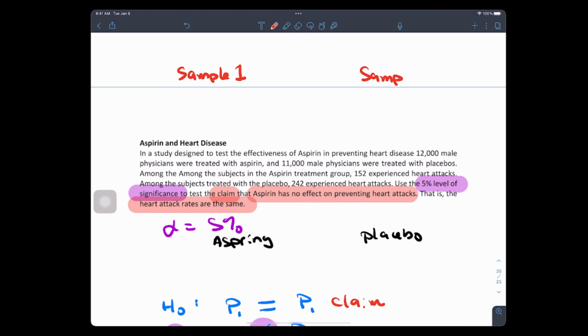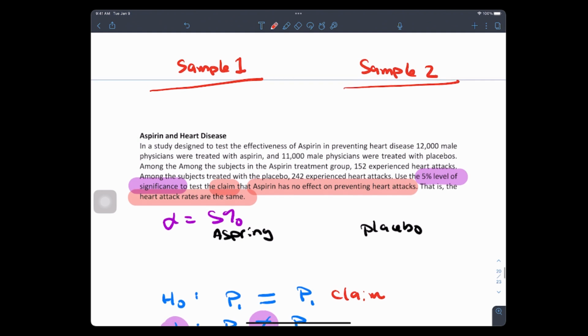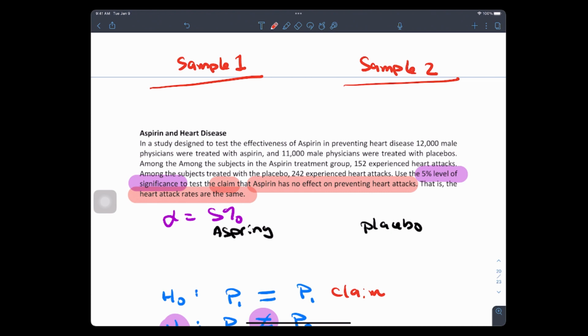Let's see what happened amongst the two groups. Okay, remember, what's the first group? The aspirin. What's the second group? Placebo. Okay, what does it say? 12,000 male physicians were treated with aspirin. Did you guys see that? So what's the sample size for that group? And notice how they did this. Then they said 11,000 male physicians were treated with placebo. So that's the other group. So they jumped groups with the sample size.